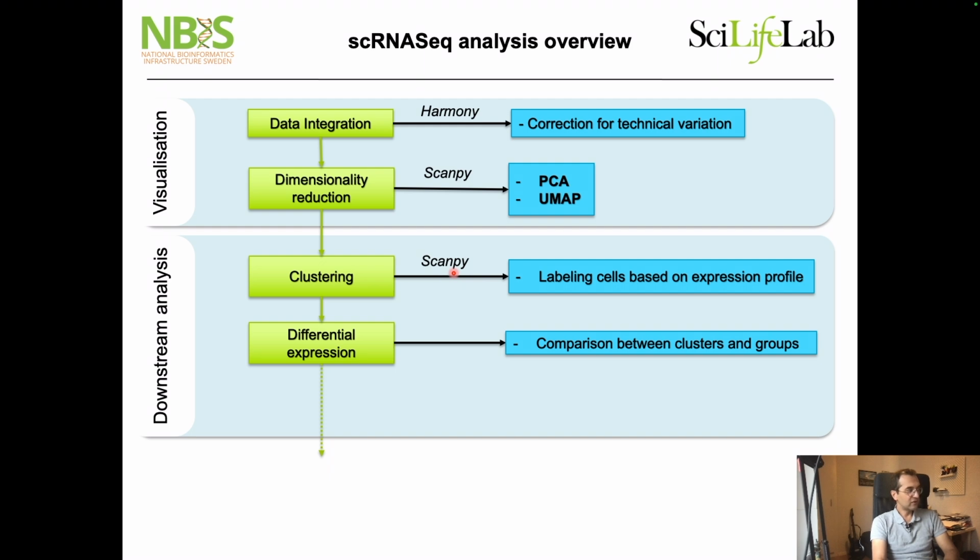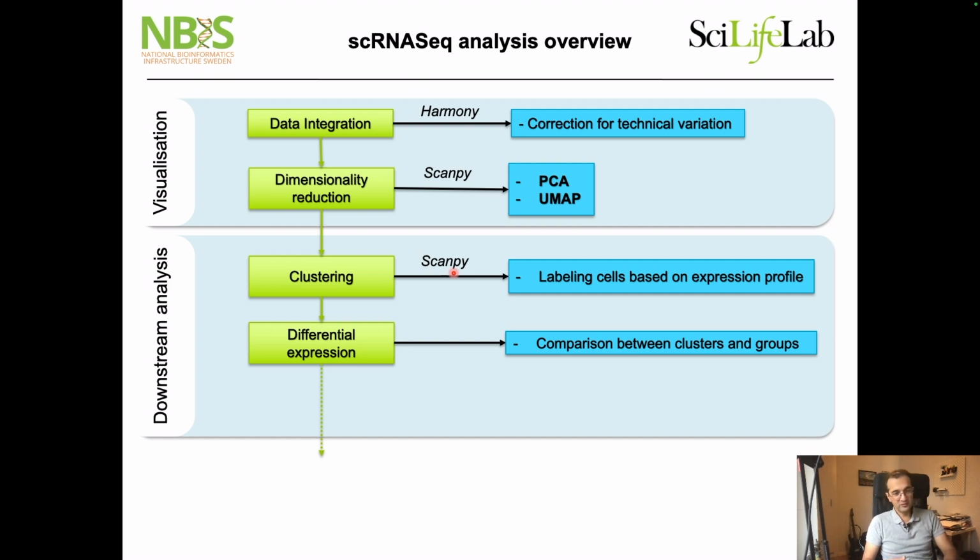Last but not least is the downstream analysis, and it starts with clustering. With this step, you try to label cells showing different expression profile. And you use this information to do differential expression analysis. And this is the comparison between clusters or groups.